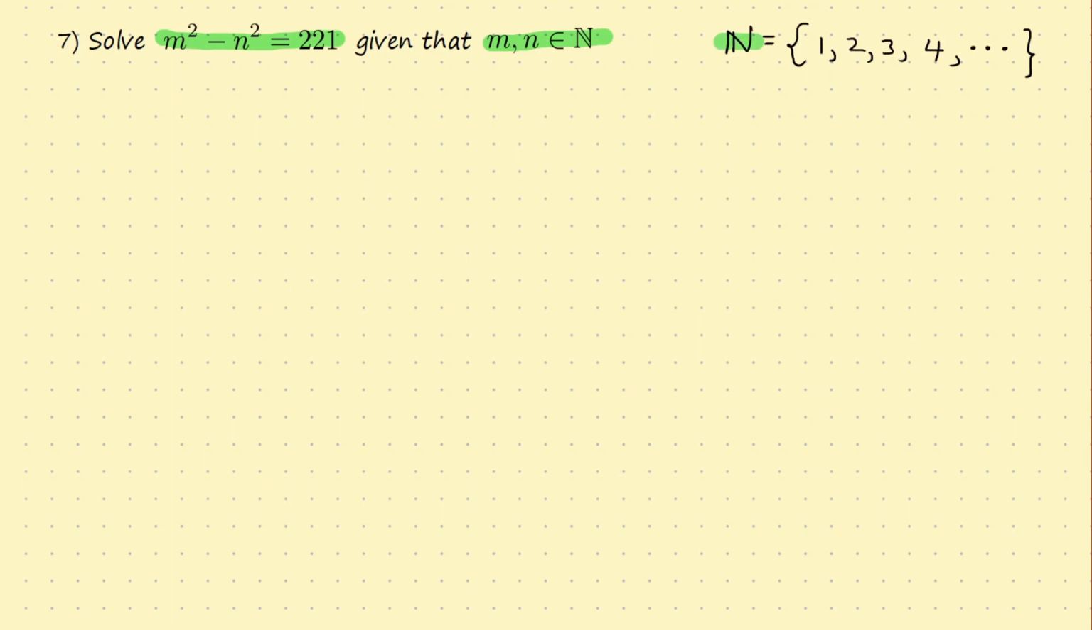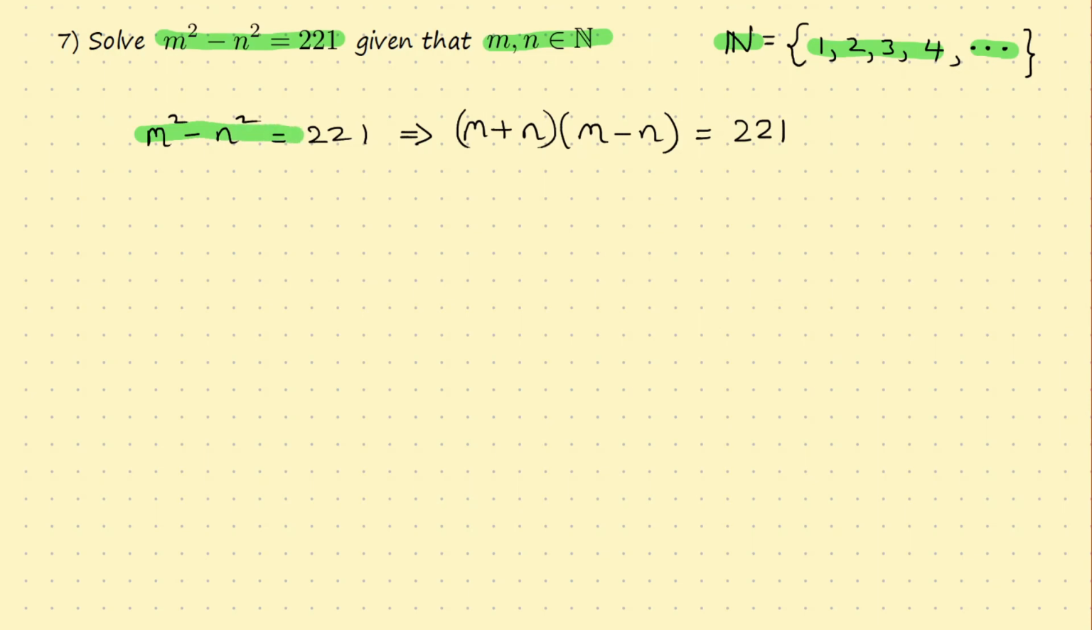Problem 7. Solve m squared minus n squared equals 221, given that m and n are positive integers. Recall that N is the set containing 1, 2, 3, 4 up to infinity, so m and n must be integers taken from that set. So we're only looking for whole number solutions to this equation, and indeed positive whole number solutions. We have m squared minus n squared equals 221, which implies that (m plus n) times (m minus n) equals 221 by difference of two squares factorization.